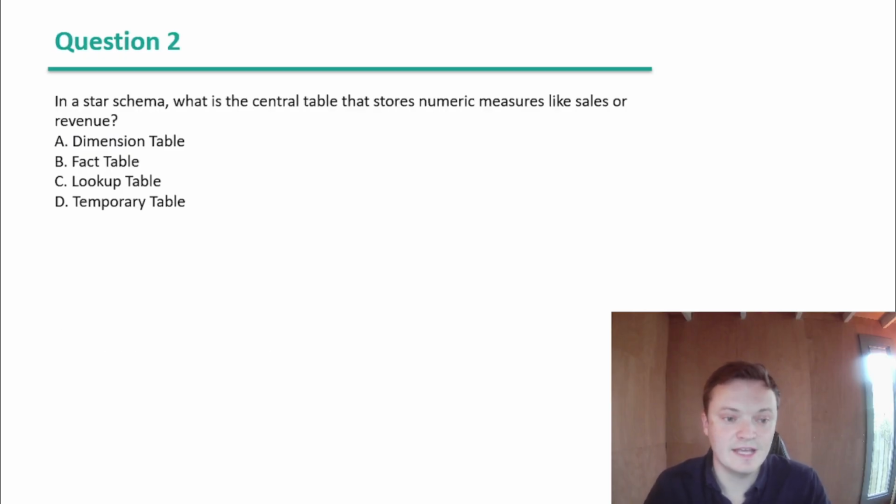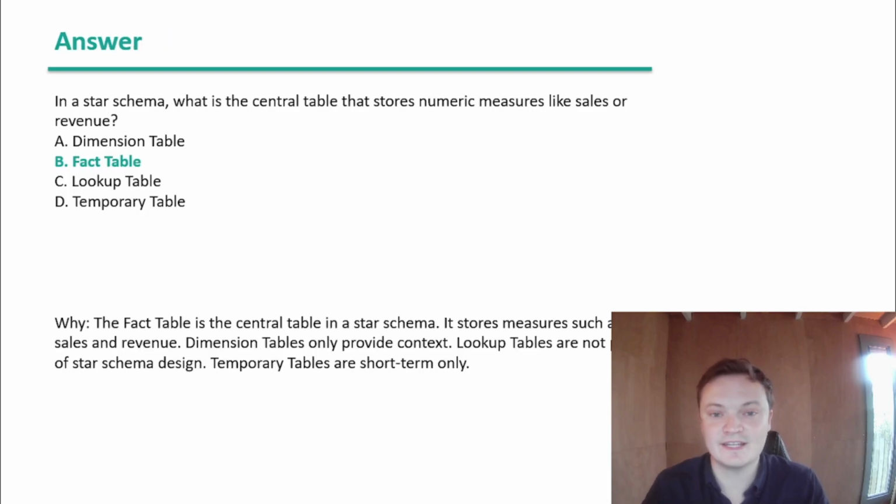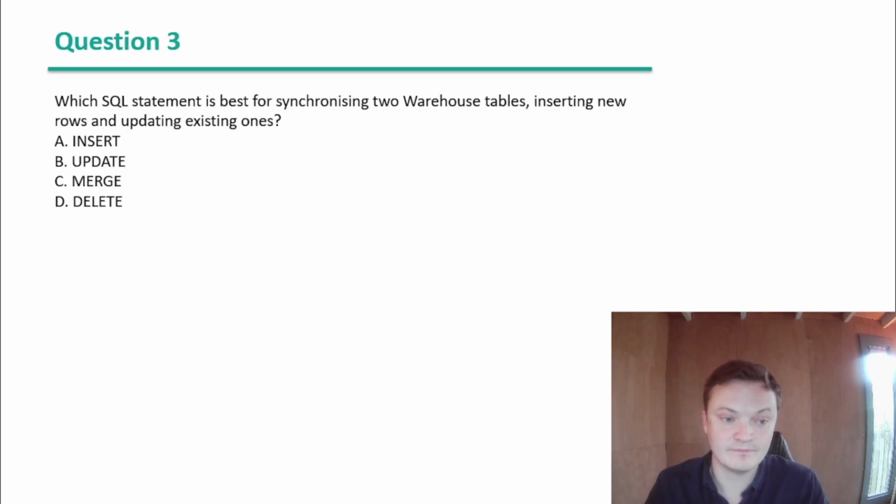Question 2. In a star schema, what is the central table that stores numeric measures such as sales or revenue? Dimension table, fact table, lookup table, or temporary table? And the answer is fact table. The fact table is the central table in a star schema. It stores measures such as sales and revenue. Dimension tables only provide context. Lookup tables are not part of the star schema design, and temporary tables are short-term only.